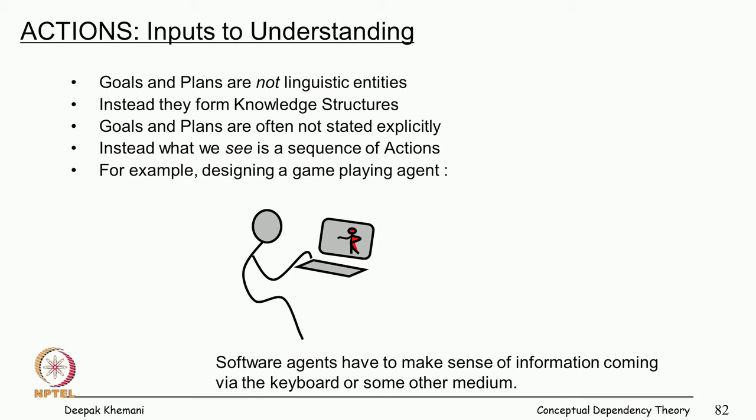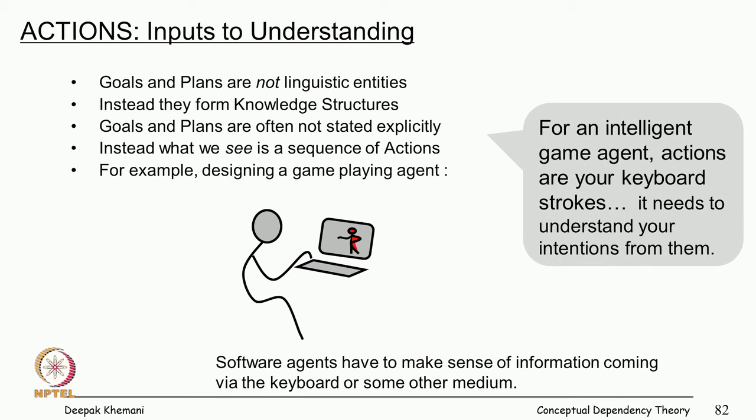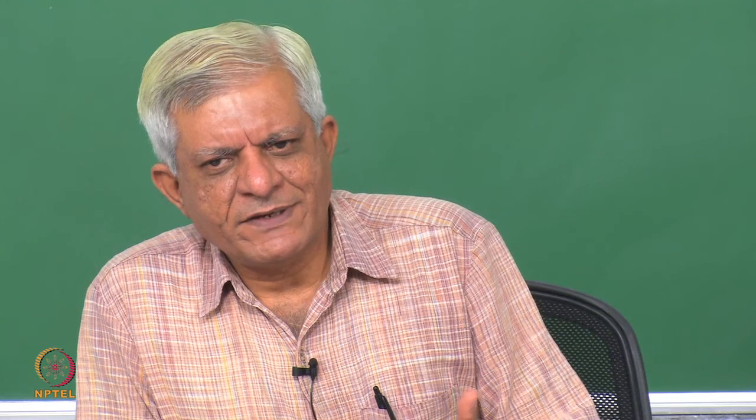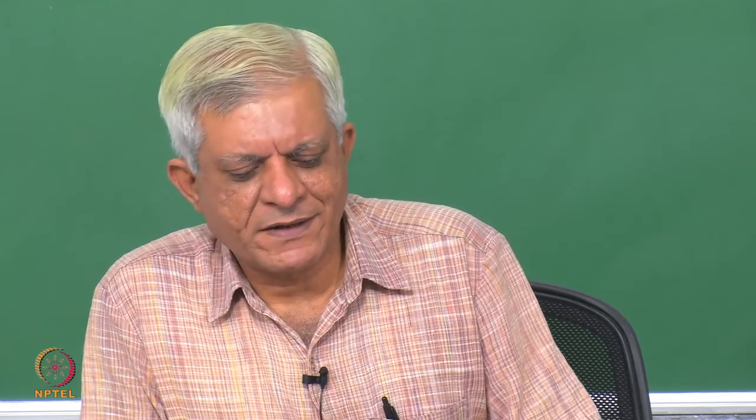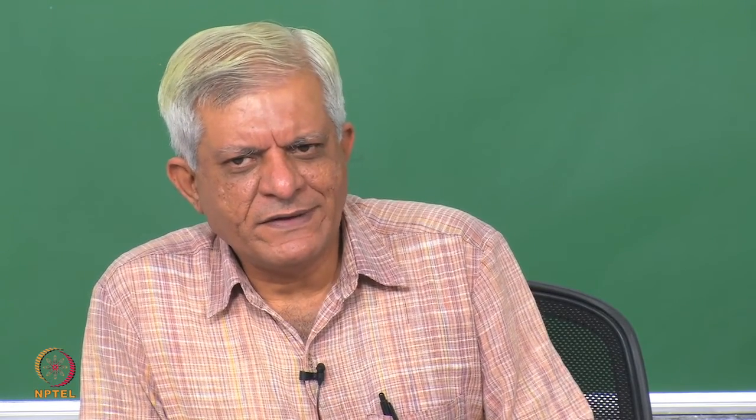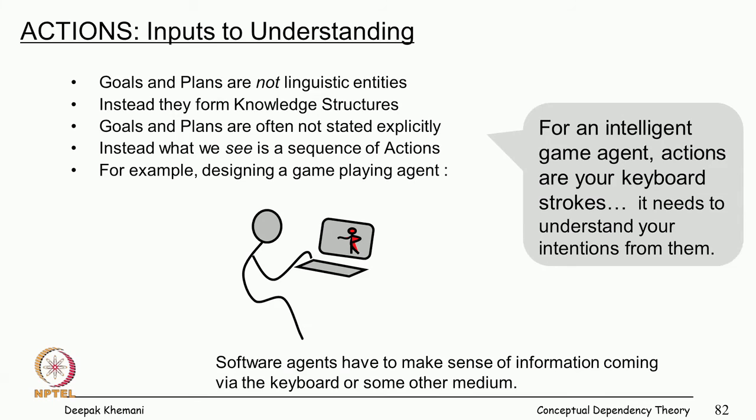So, goals and plans are not linguistic entities. We will talk about goals and plans separately, but whenever you are interacting with somebody, you try to think about their goals and plans. He is doing this because he wants to come and hit me, for example, he has a goal of hitting me, that kind of stuff. Instead, we will see that these are forms of knowledge structures. They are not often stated explicitly, instead what we see is a sequence of actions essentially.